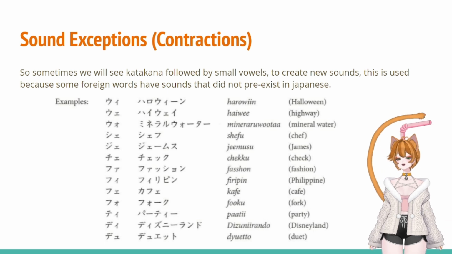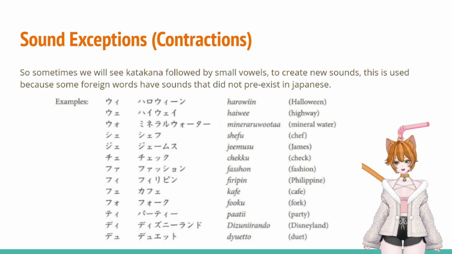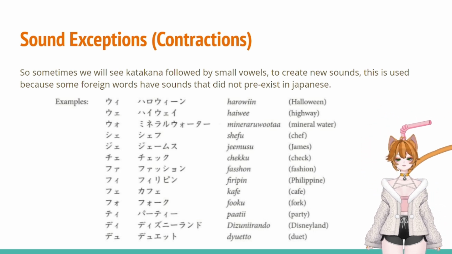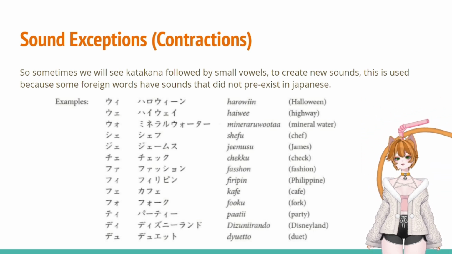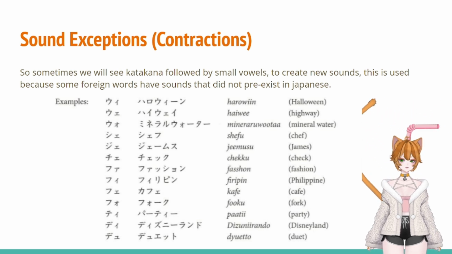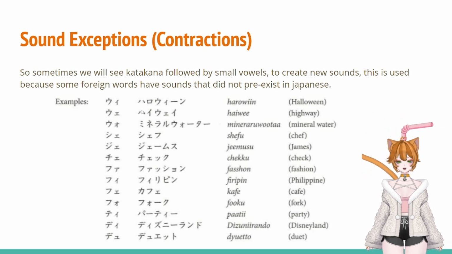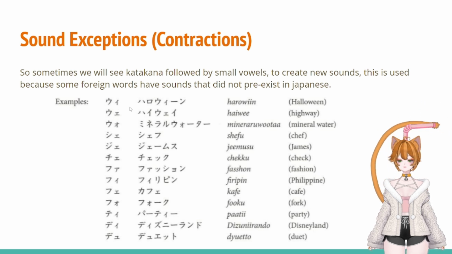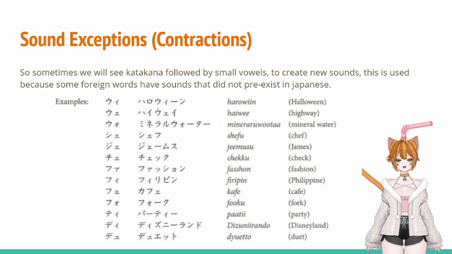However, we do have some sound exceptions, which are technically considered contractions. Sometimes we will see katakana followed by small vowels to create new sounds. This is simply because some foreign words have sounds that did not pre-exist in the Japanese language. And as we can see, we have a long list of examples here. Halloween. See how it's that U vowel followed by the E vowel? Obviously a smaller E vowel. That's what makes that contracted U-E sound. Halloween.